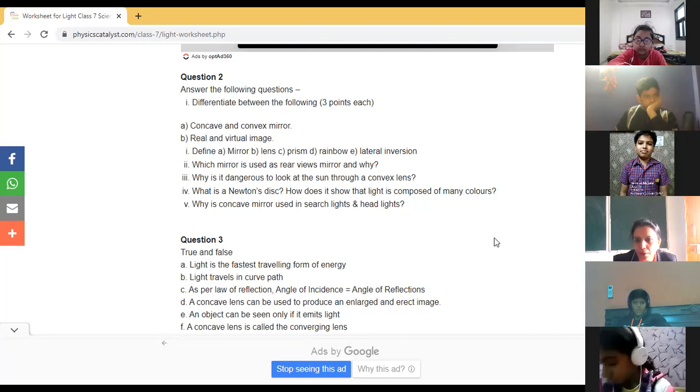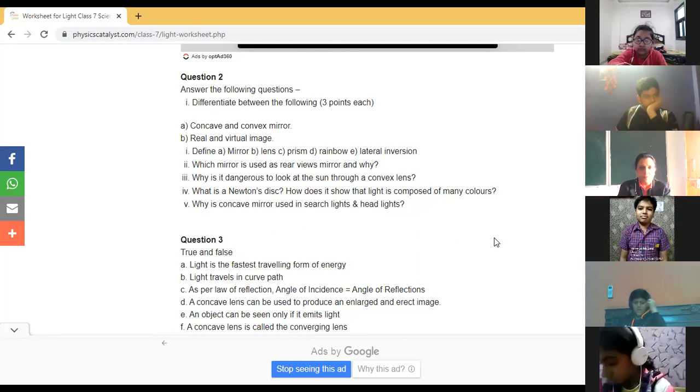Yes, tell once. Okay, ma'am. Real images are inverted. Second, convex lenses form a real image. Third, real images are formed by a concave mirror. And virtual images: first, virtual images are erect. Second, concave lenses form a virtual image. And third, virtual images appear to be on the lens or the mirror itself. Okay, beta, fine.